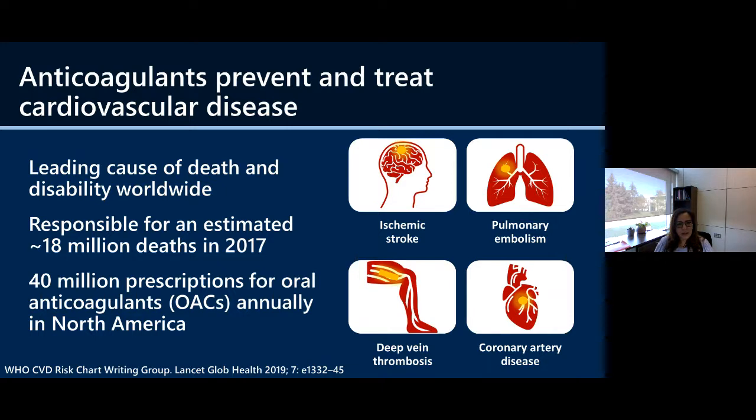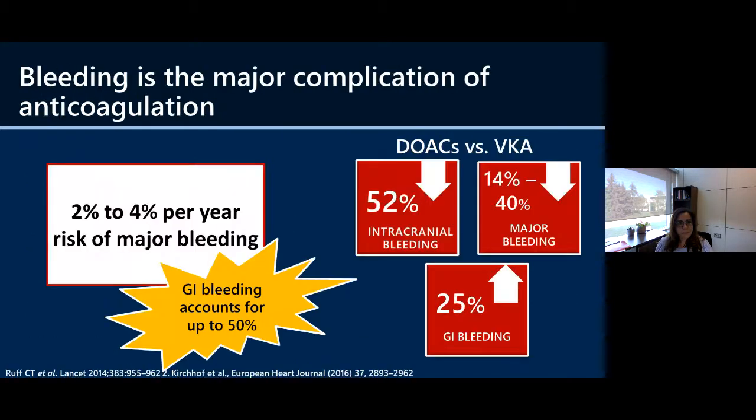And then just to give a sense, in North America, over 40 million prescriptions for oral anticoagulants are given annually. This number is old, it's probably higher than that now, and it will continue to grow going forward. And so this is where I come in as the hematologist giving cardiology rounds. Bleeding is the major complication of anticoagulation, and patients will often ask you, doctor, what is the side effect of apixaban? And it's really that bleeding is the major anticoagulant complication.